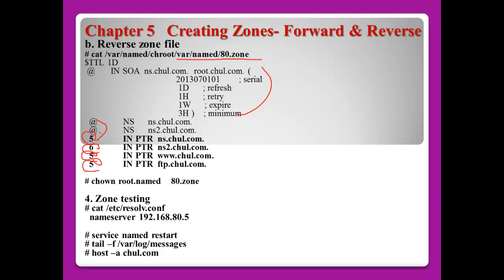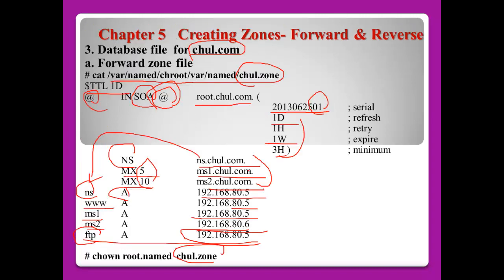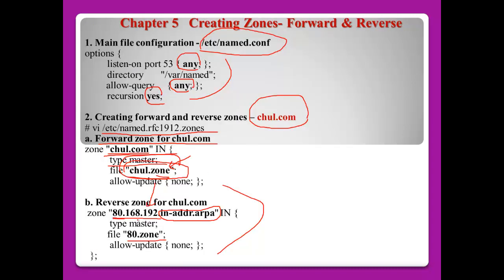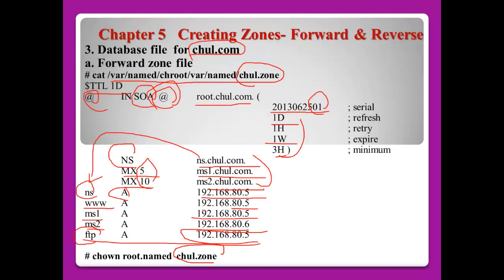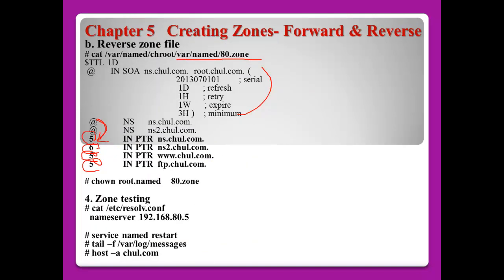It means it's behind the 5 and 6. Normally there is an @. The @ means 8.168.192.in-addr.arpa. So 5 means 192.168.8.5, which is ns.chol.com, and 6 means 192.168.8.6, which is ns2.chol.com. And the 5 is the same.